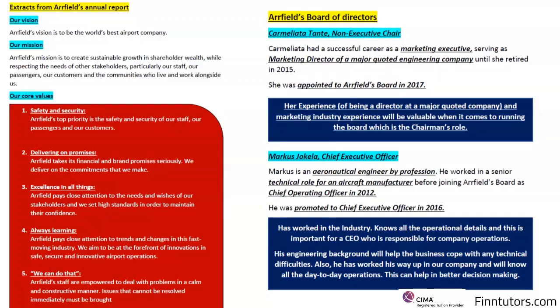Your mission is what you currently do, what is your purpose of being, that's your mission. So Arrfield's mission is to create sustainable growth in shareholder wealth, give back to the shareholders, while respecting the needs of other stakeholders, everybody who is interested in the company, particularly our staff, passengers, customers, and communities who live and work alongside us.